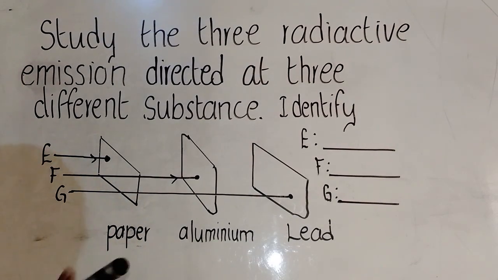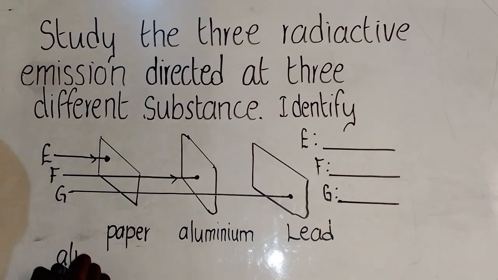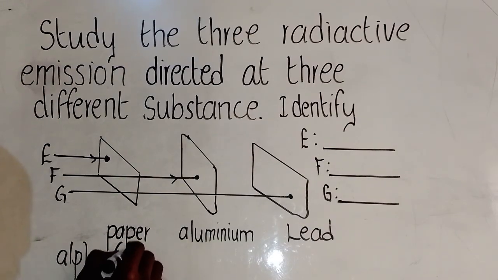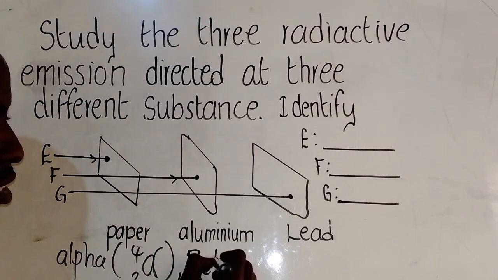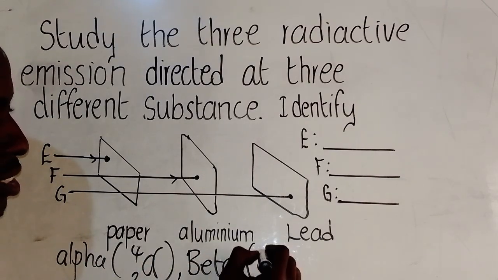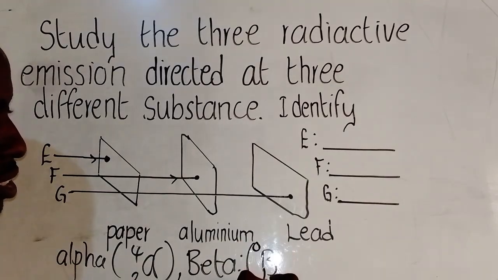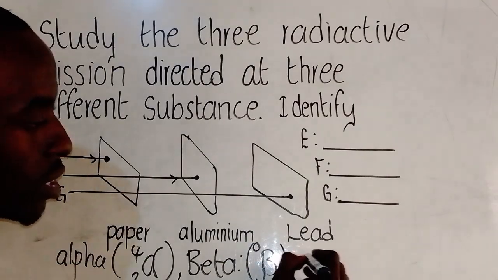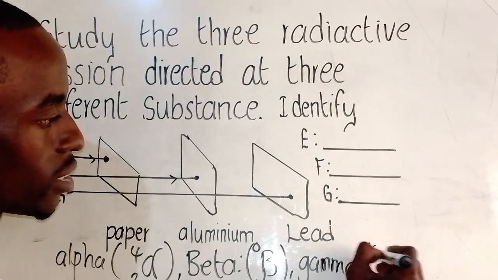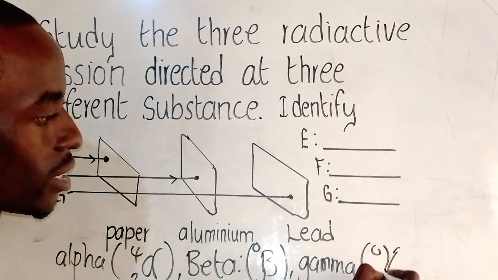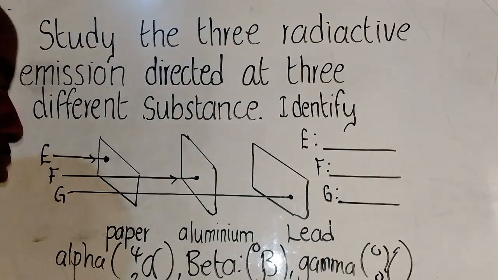Now the alpha, this word here, it is represented by this. The other emission is known as the beta, and it is represented by this. The last one is the gamma, and it is represented by this.